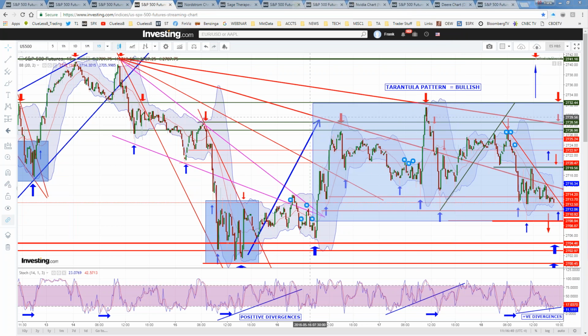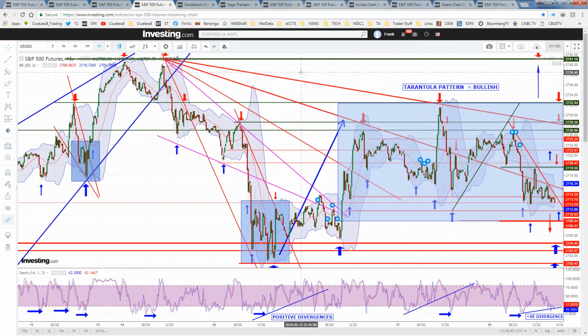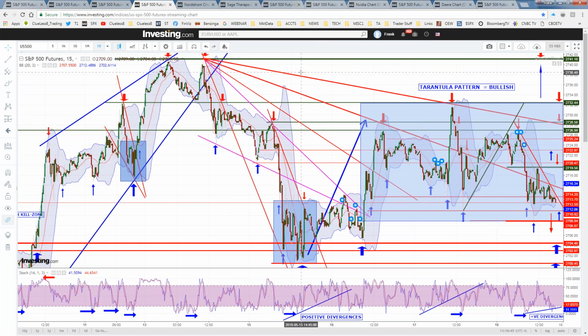All right. So this is your daily monkey on a hot tin roof. That's what I call it. Just look at this.